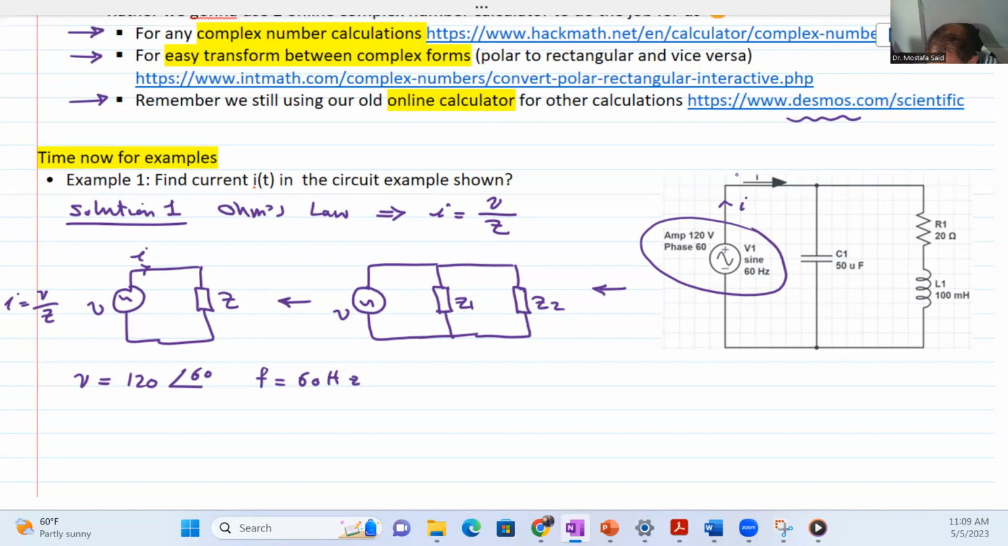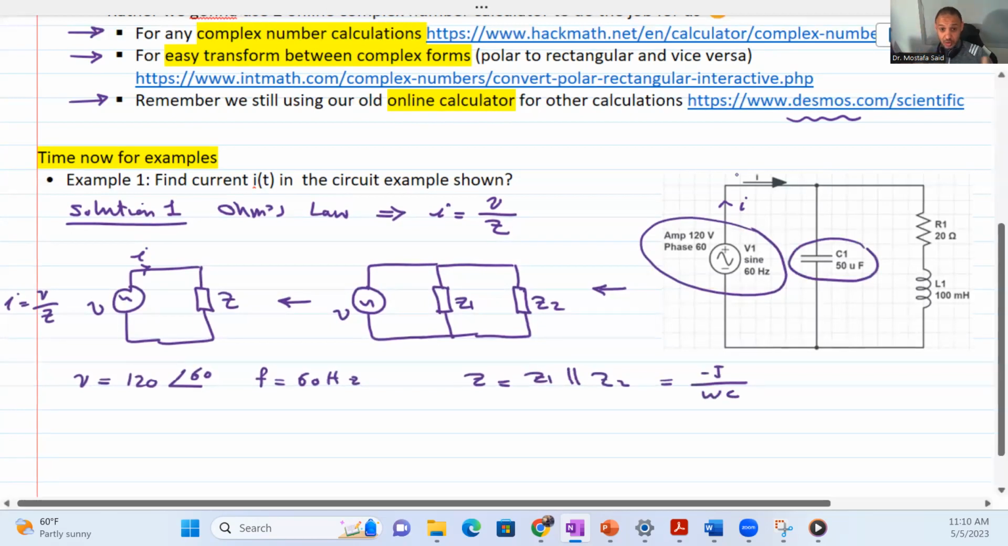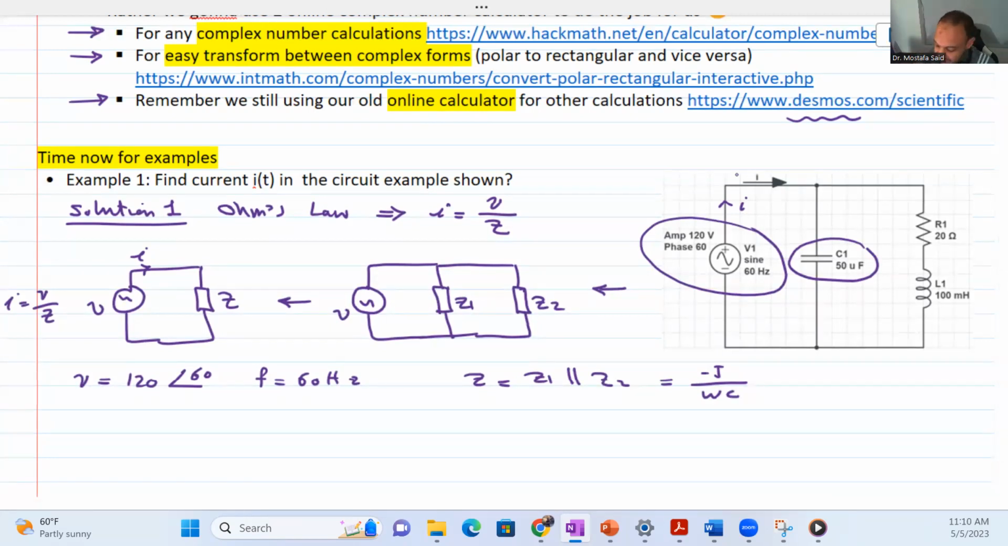Now what is Z? V is known, that's good. Z is actually Z1 in parallel with Z2. So if we know Z1 and Z2, then we can know Z, right? So what is Z1? Z1 is the capacitor impedance, this one here. We learned that the capacitor impedance is minus j over omega C. Omega is known: 2 pi f, and f is 60, pi is 3.14, and 2 is a constant, right?